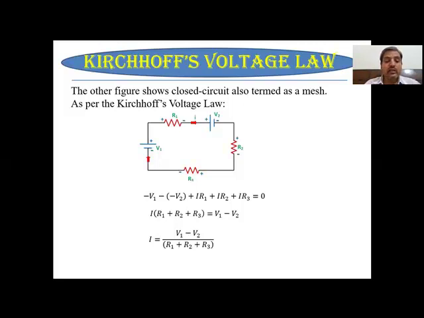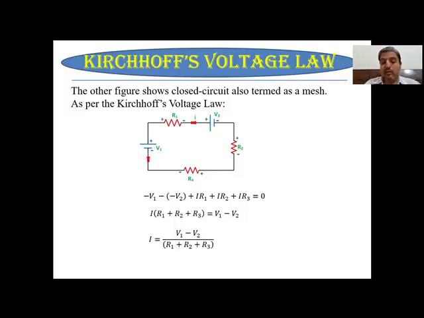So if we write down the equation in a mesh according to the KVL, minus V1 minus of V2, because V2 is connected in opposite direction, so it will affect a negative voltage. So minus V1 minus of minus V2 plus IR1 plus IR2 plus IR3 is equal to 0. Means the algebraic sum of all the EMF of the battery and the voltage drop in the circuit is equal to 0.